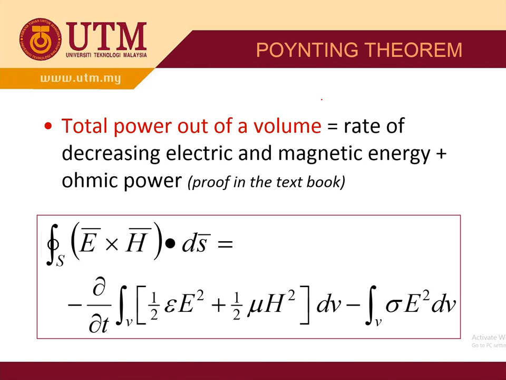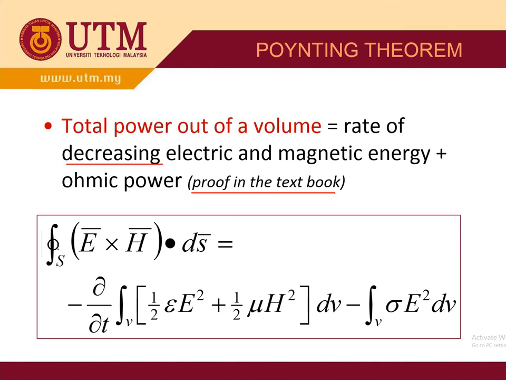Next, we go to the next lecture, the Poynting theorem. The Poynting theorem says the total power out of a volume equals the rate of decrease of electric and magnetic energy plus the ohmic power. Okay, if you want to find this, the proof is in the textbook. The study book will tell you in detail how to prove this.